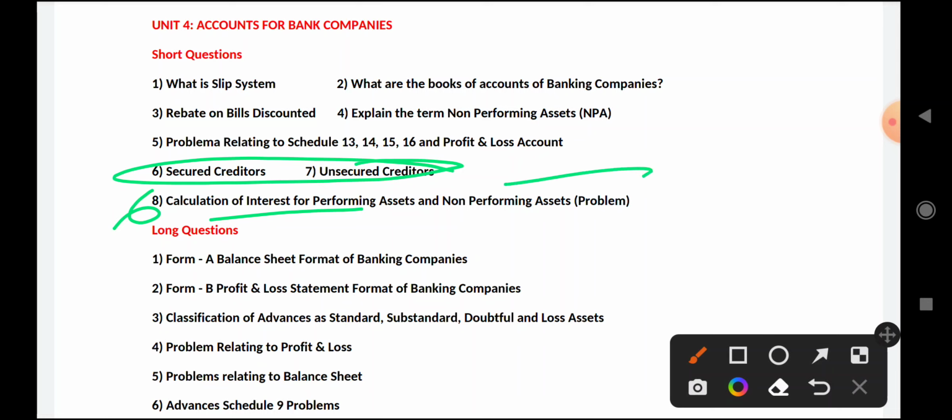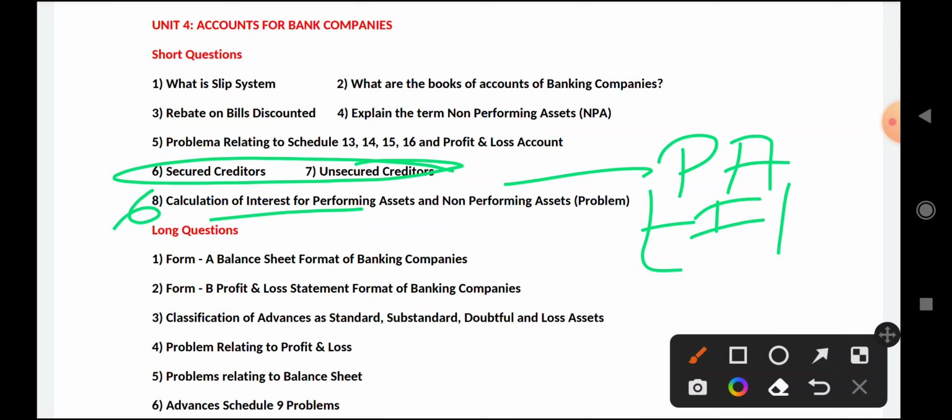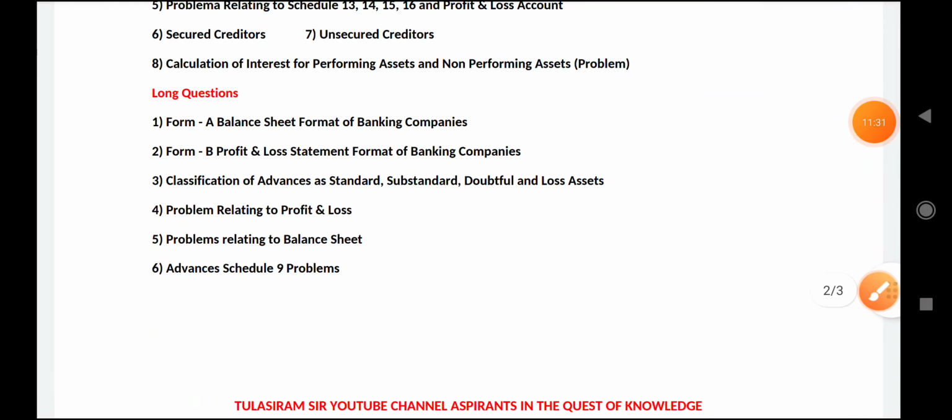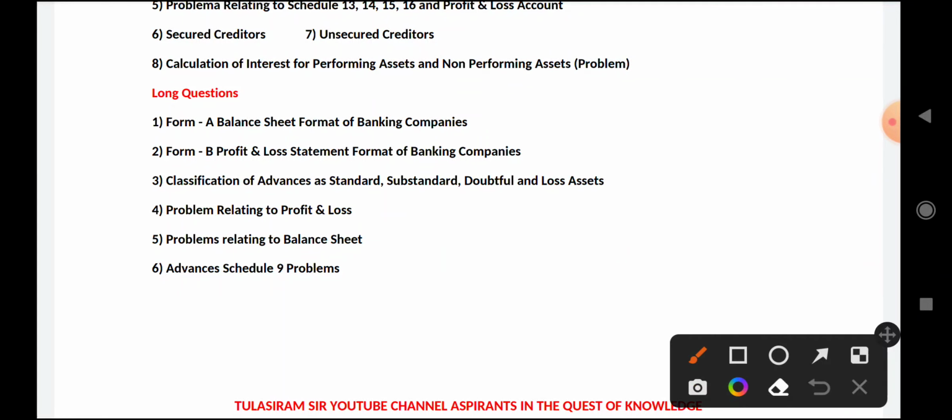Please remember, in case of performing assets interest earned will be taken. In case of non-performing assets, interest received will be considered. One problem is there, short problem, you do that one, that is enough. Okay, video length is getting longer, I know, but the corporate accounting subject I need to explain a bit, only then you can do it. So here these two questions above, here in front by mistake.